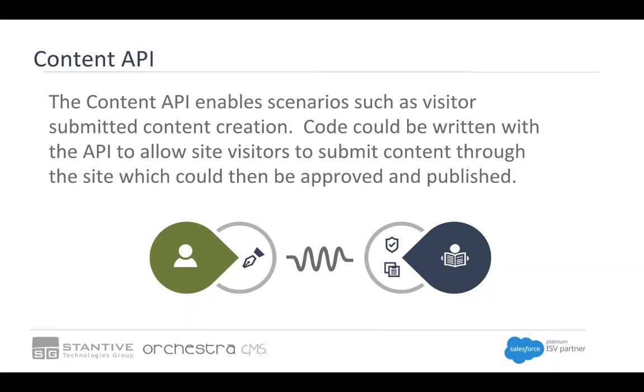If you have any additional interest in the Content API or any of the other OrchestraCMS APIs, I encourage you to reach out to our customer support team, who would be glad to provide you with links to those documents. Those documents are also available on Stantive's portal called The Pulse. You can contact customer support for an account to access The Pulse. And if you currently have an account, you can find the API documentation and examples on the resources page of The Pulse.